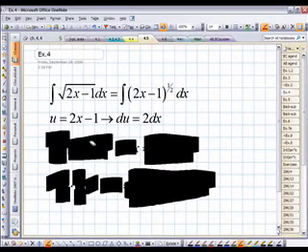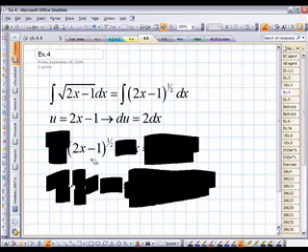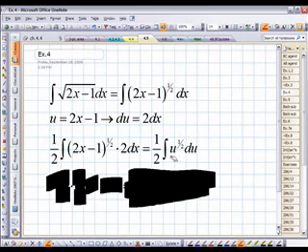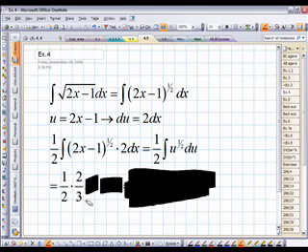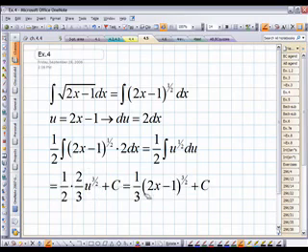So I need a 2 on the inside, which would imply I need a half on the outside to compensate for it. Write it in terms of u: 1/2 integral of u to the half du. So here's my half. This becomes u to the 3/2 divided by 3/2, but dividing by 3/2 is the same as multiplying by 2/3. So 2/3 u to the 3/2 plus c. Multiply these, you get 1/3 (2x minus 1) to the 3/2 plus c.